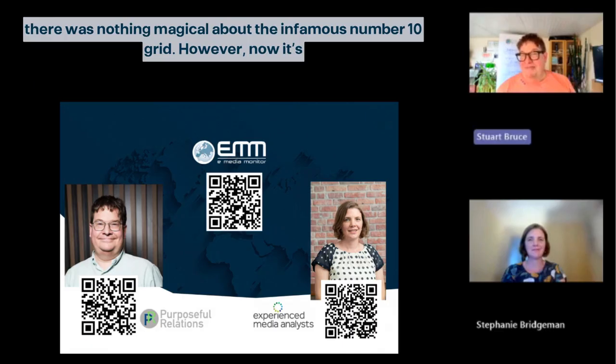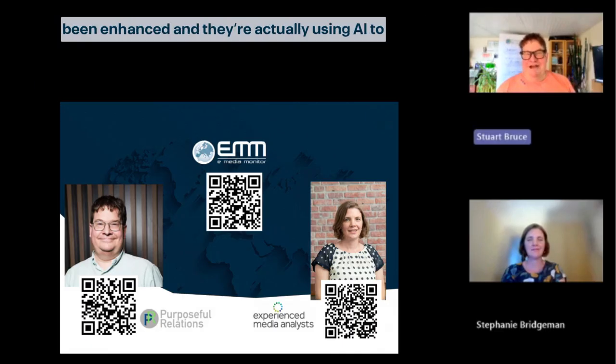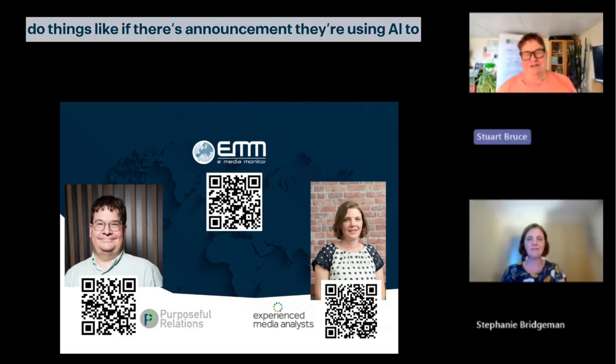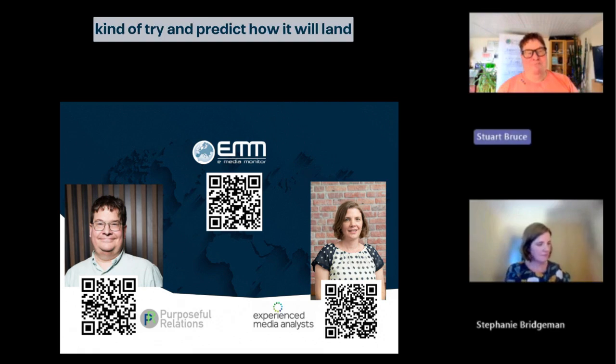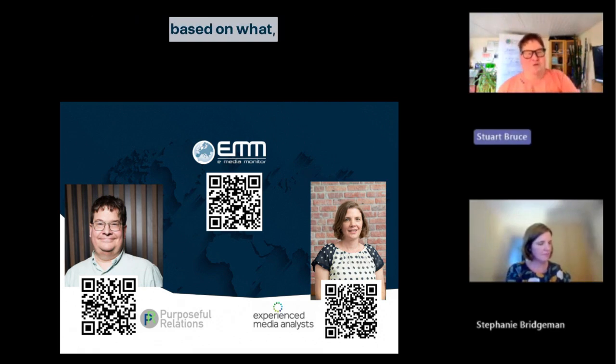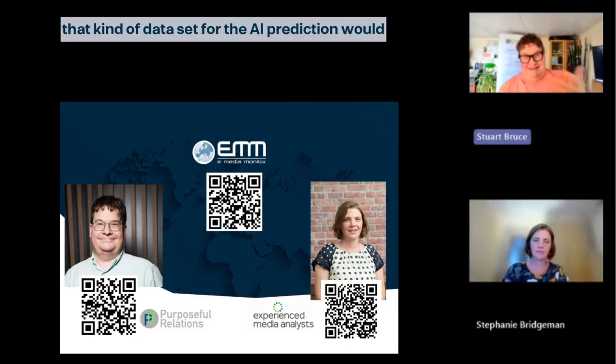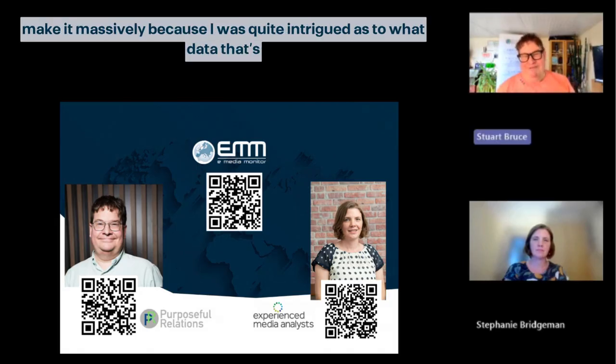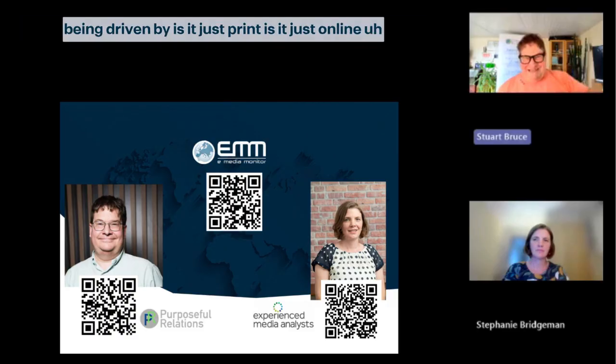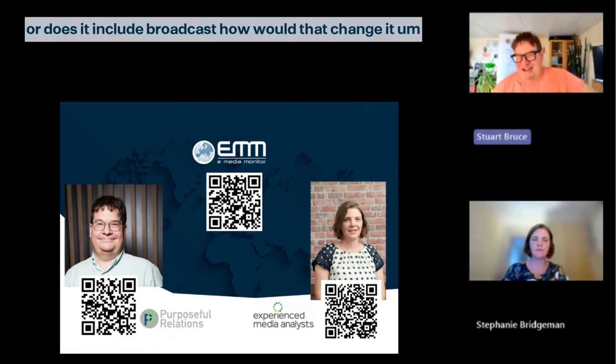However, now it's been enhanced and they're actually using AI to do things like, if there's an announcement, try and predict how it will land based on how previous things had landed. So actually adding this data into that data set for the AI prediction would make it massively better, because I was quite intrigued as to what data that's being driven by. Is it just print? Is it just online? Or does it include broadcast? How would that change it?